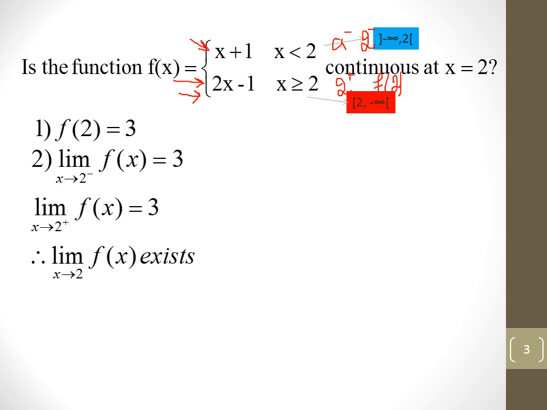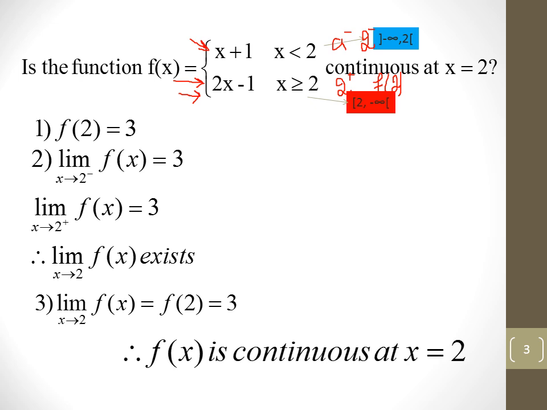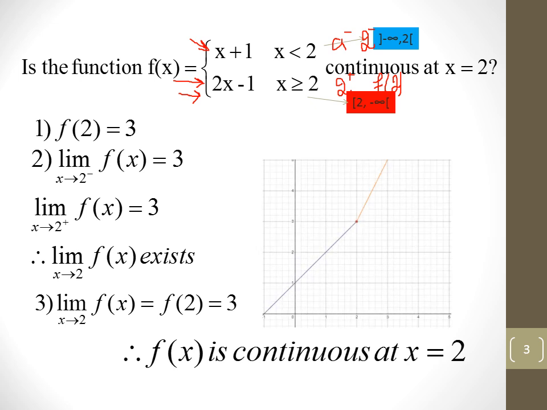The limit when x tends to 2 minus, we replace it with the first one, so it gives me 3. For 2 plus, we replace it also here, so it gives me 3. So the limit of f of x when x tends to 2 exists, that means this function is continuous at 2. So in order to study the continuity of a function, you have to find the limit of f of x when x tends to 2 minus, 2 plus, and f of 2, and you should get the same answer.